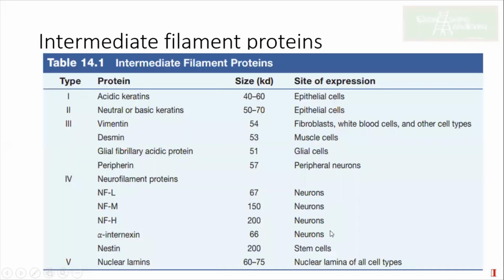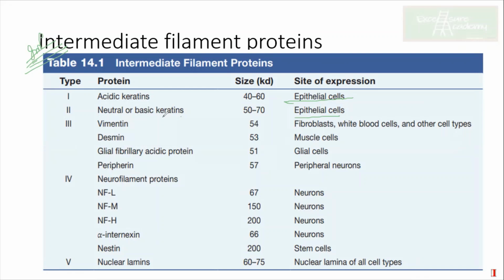Please remember this. Now, these are the different types of keratins. And yes, this table you have to remember. This is important, you will have to memorize it. So, type 1, type 2, 3, 4, and 5. Type 1 is your acidic keratins. Site of expression is epithelial cells. Type 2 is neutral or basic keratins, also in epithelial cells. So the question comes whether the basic keratin comes under type 1 or type 2.